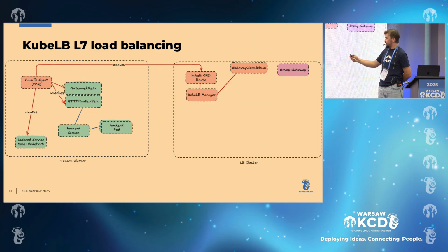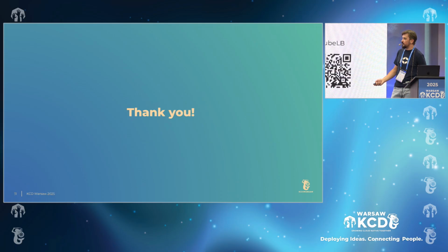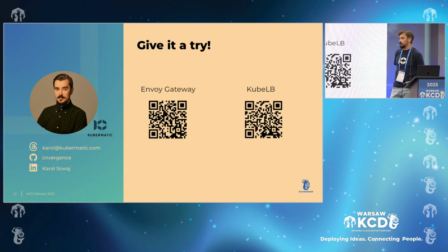I just limited the talk to only one CRD. We have others, and that's why about the TLS termination as well, you use the sync secrets, so the secrets are there. There are all kinds of features, and I encourage you to give it a try and leave feedback on the kubelb GitHub.